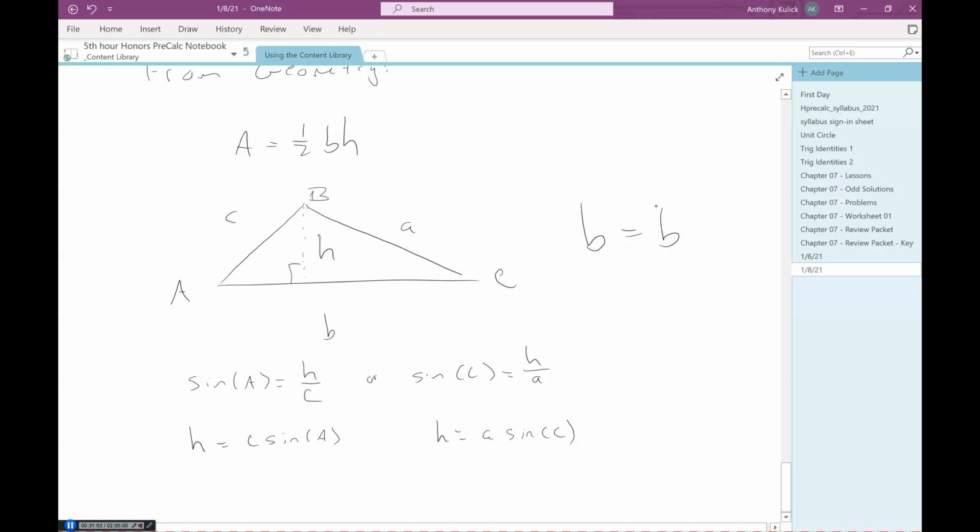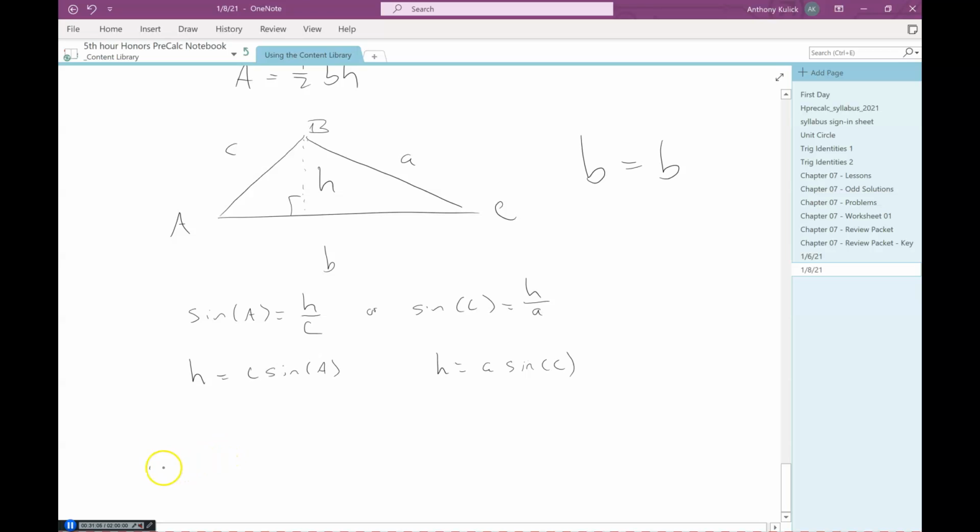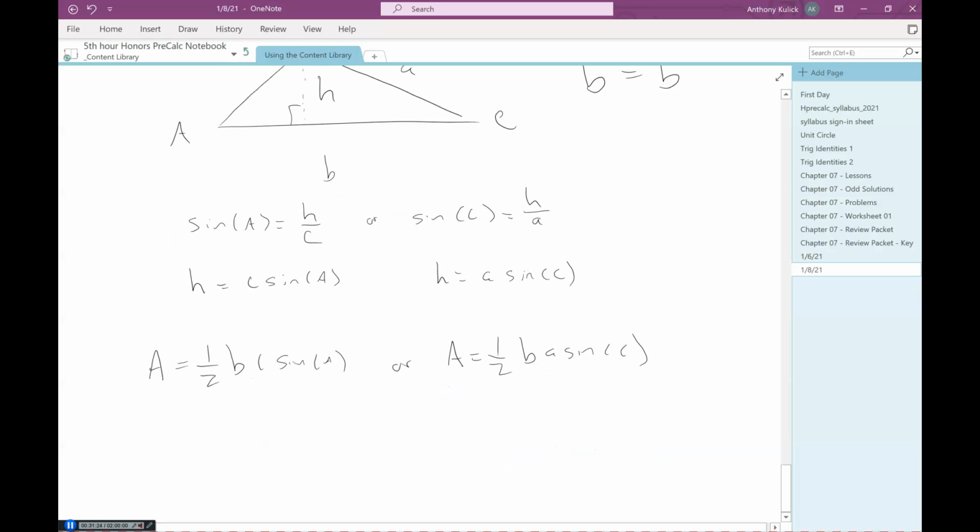So we picked B for our base here. So my area then is 1/2 B times C sine A, or it could be 1/2 B times A sine C. And if we had chosen a different base and redid this problem, you could also get the other letter combination.